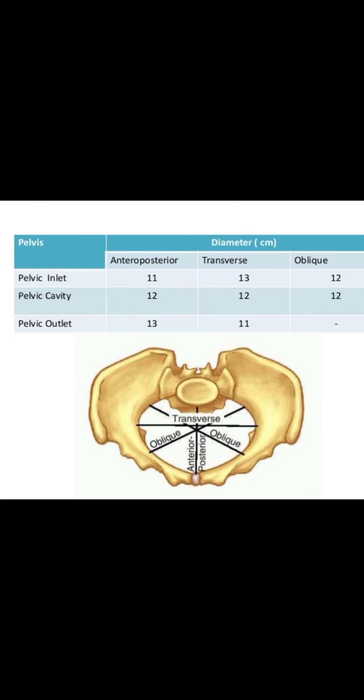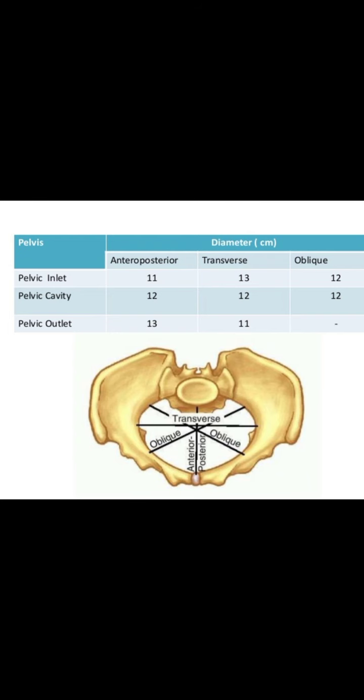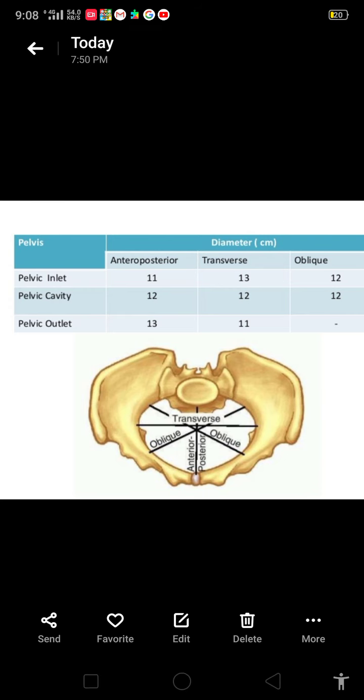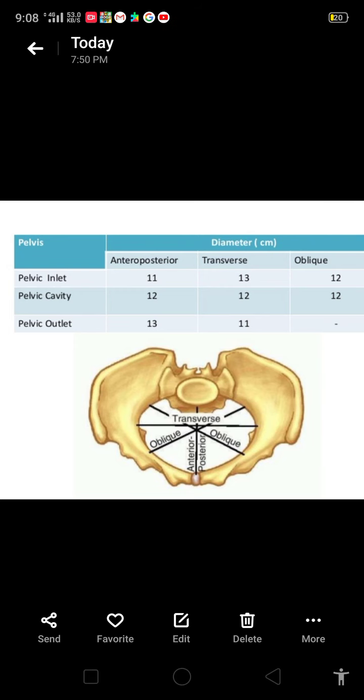Next is the transverse diameter, which is 11 centimeters, the smallest diameter of the outlet, and it lies between the two ischial spines. These two projections you see are the ischial spines. So the distance between these two spines is called the transverse diameter. Okay, I hope you understood the diameters of the pelvis.